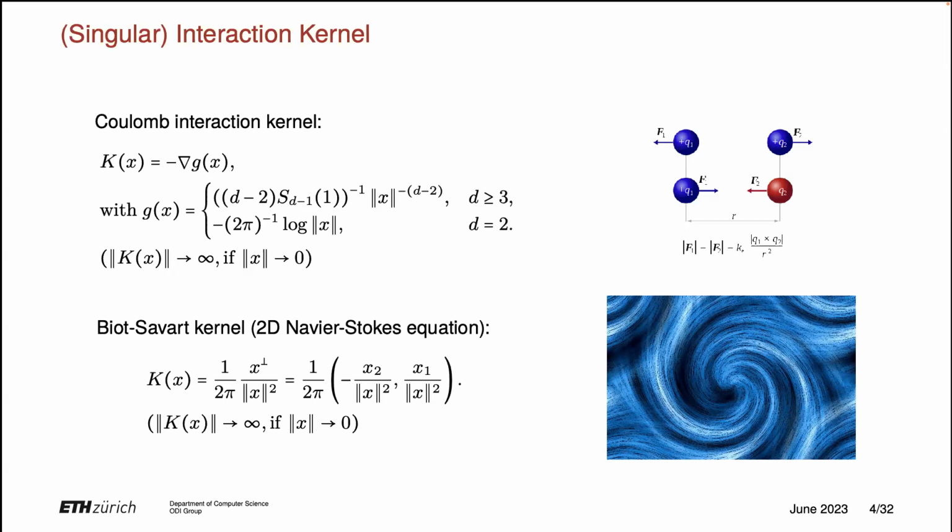Another important example of the singular interaction kernel is the Biot-Savart kernel. If we plug the Biot-Savart kernel into the McKean-Vlasov equation that we saw previously, it gives us the vorticity formulation of the 2D Navier-Stokes equation. Here, K is given by a scaled version of x perpendicular divided by the squared norm of x. A special property of K is that it is divergence free. Also, K tends to infinity when x goes to 0.